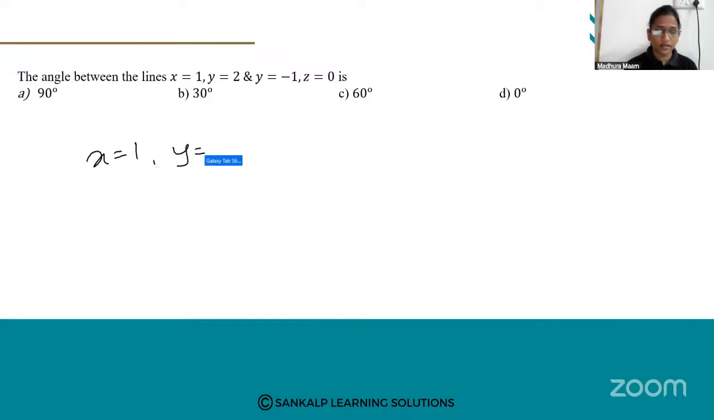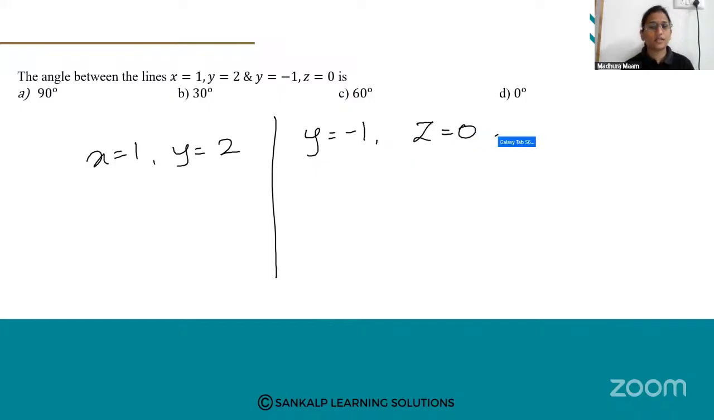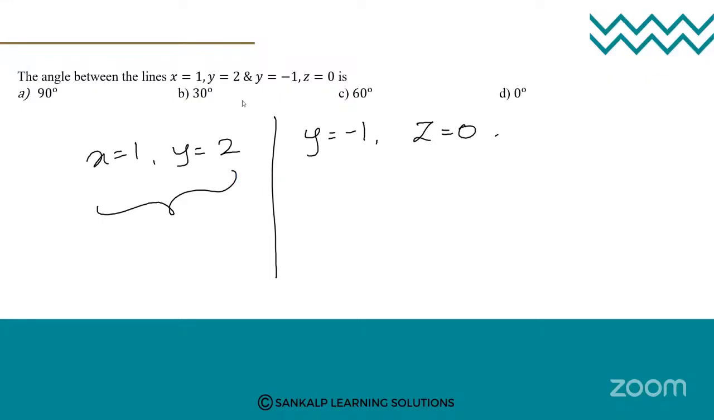This is one set, and there is one more set. What is the first set? x equals 1, y equals 2. Okay. What is your second set? y equals minus 1 and z equals 0. This is your given set. Okay. If you observe, in simple layman language, what is absent in this set? The equation with respect to the z axis, or z in general, correct?